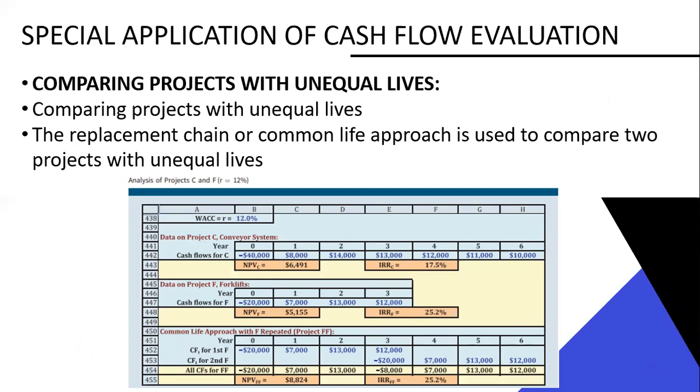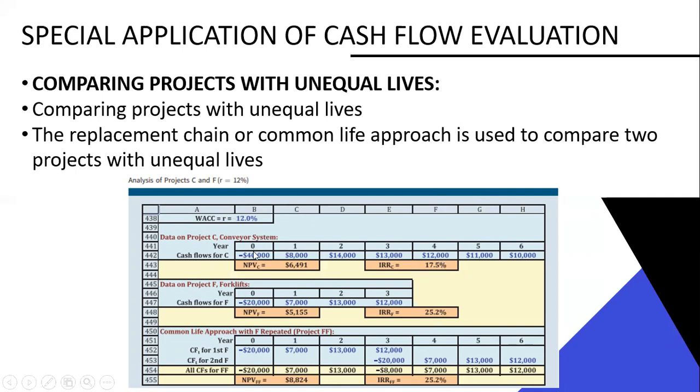Now, there are some special applications of cash flow evaluation. Sometimes there are going to be projects that you have to compare that have unequal lives. So let's say there's one project that is of 3 years, and then there's another project that's of 6 years. Well, how can you really compare these? In that particular situation, you create a replacement chain, or you use the common life approach, and you try to make them the same time period.